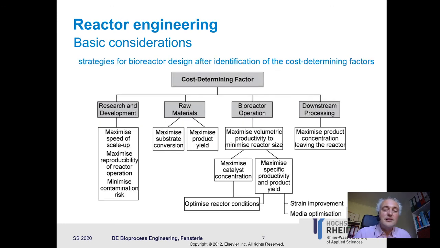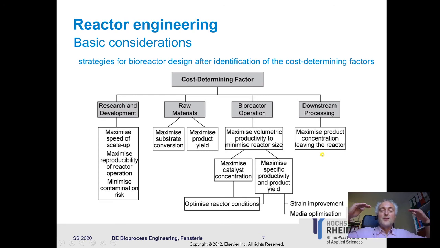Now, you can look at the factors which actually determine the cost, and you see, of course, what strategies you could use to optimize that. In R&D, you could, for example, maximize speed of scale up. For raw materials, you want to maximize substrate conversion or product yield. For the bioreactor operation, you could maximize the volumetric productivity by, for example, maximizing catalyst concentration or the specific productivity, and so on. You can do that by strain improvement. This is a kind of decision tree of what to do. And the downstream processing is about the product concentration leaving the reactor.